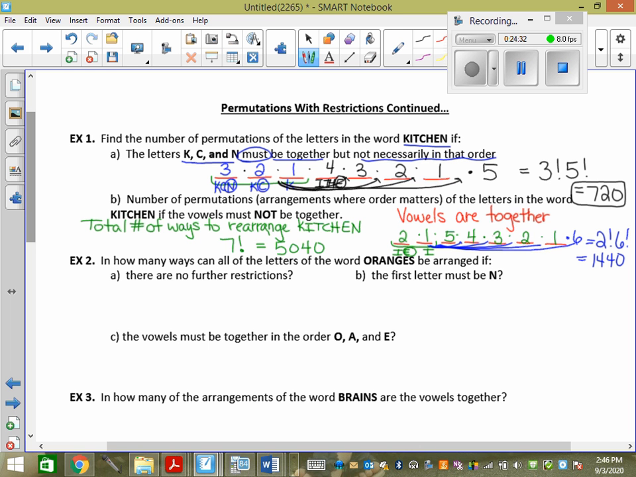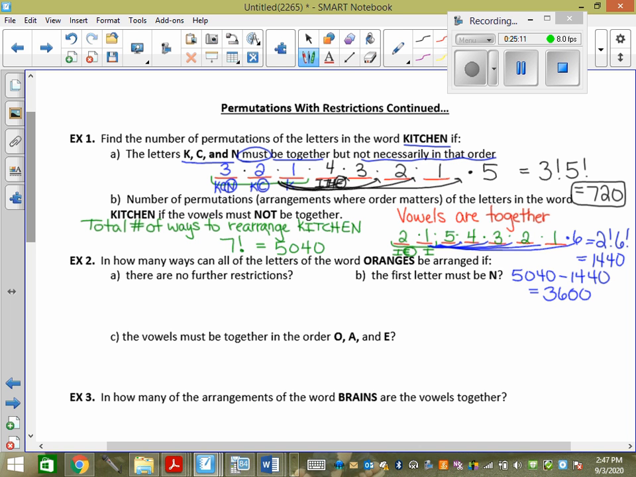So absolutely all the words in kitchen I can make are 5040, right? All the ways I can keep the vowels together are 1440 of those words, right? So if I subtract them, what's left over? The vowels not together, right? So 5040 minus 1440, and what do I get? 4600? 3,600? Like something is wrong. Oh yeah, take 1,000 off. We got 3,600.